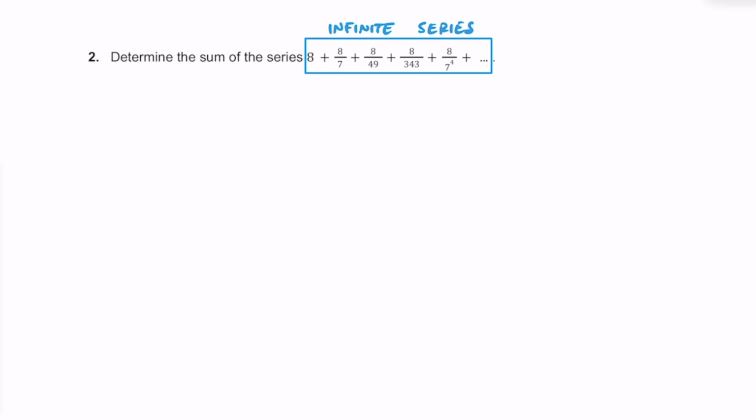For an infinite series, we're going to go ahead and use the formula S equals, or the sum is equal to, a over 1 minus r. Similar to the other formula, a represents the first term of the series, as well as r still represents the common ratio. Looking at our series, we can identify a pretty quickly. That's just going to be equal to 8 because that's the first term in this series. I'm going to go ahead and write that in.